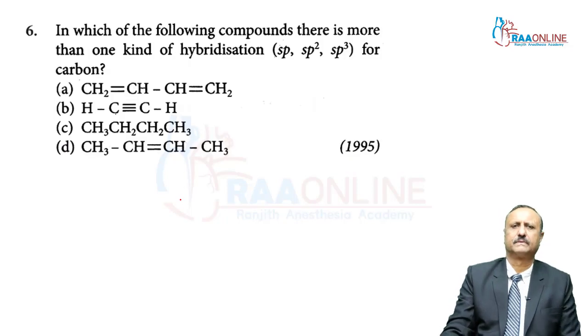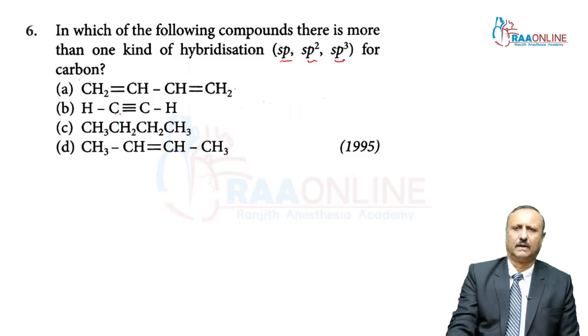Now my dear students, we can see question number 6. In which of the following compounds is there more than one kind of hybridization for carbon? This means more than one hybridization is present in the carbon atoms. You can see here sp2, sp2, sp2, sp2. So one type of hybridization is present in this compound. So this is not the answer. Here sp and sp. So this is not the answer. Here my dear students, all carbon atoms have sp3 hybridization. One kind of hybridization is present here.